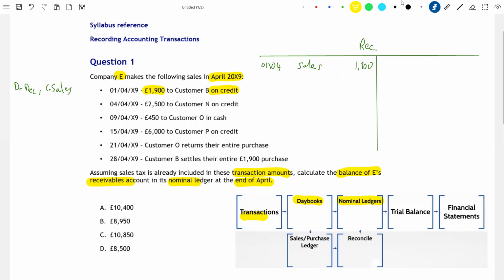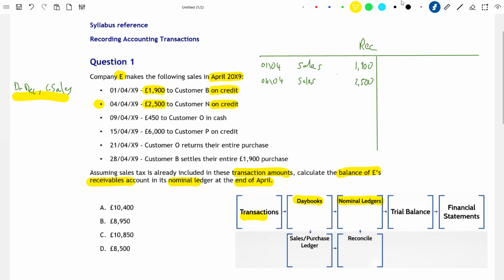We can then repeat this process for bullet point number 2. So in this transaction on the 4th of April, X9, customer N made a credit purchase from company E of 2.5k on credit yet again. So exactly the same double entries for our second transaction. And if we return to our mock receivables account, we can enter this transaction in exactly the same way in this account. Okay, so we are going to make a debit entry of £2,500 in the receivables account.